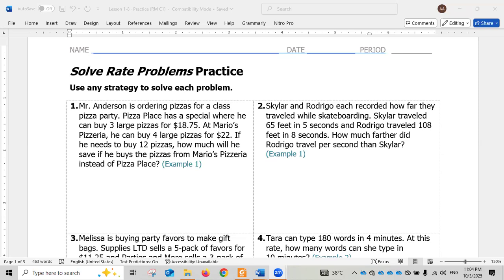Now I'm going to discuss solve rate problems. We will use the rate and we can solve the next part of the problem. We will start from question number 4 first.